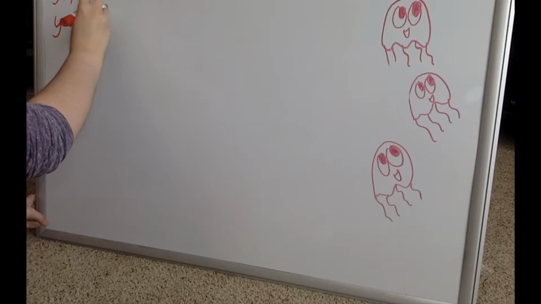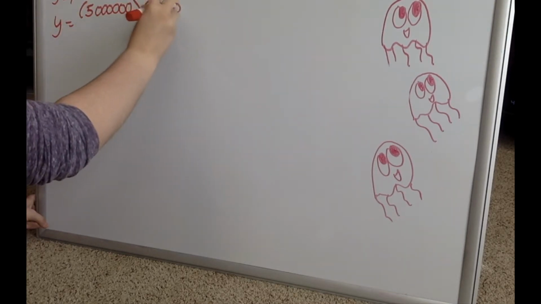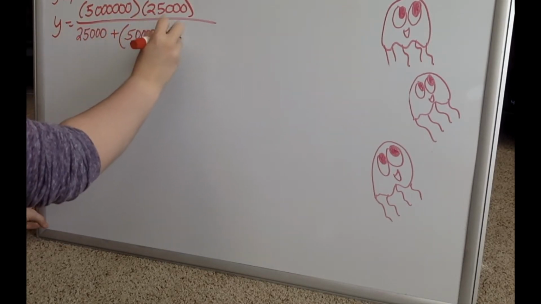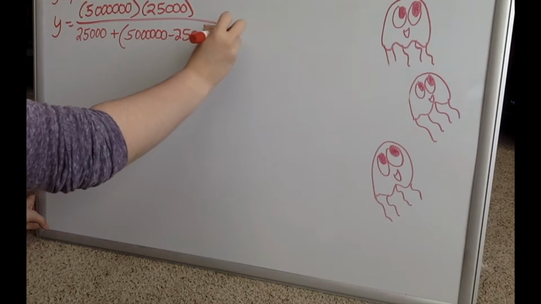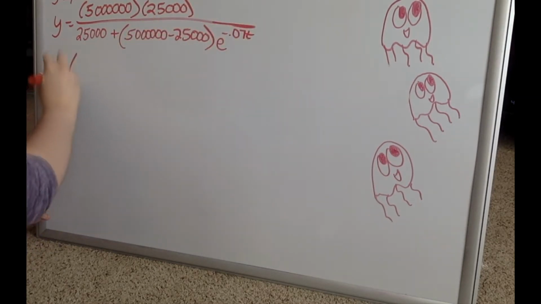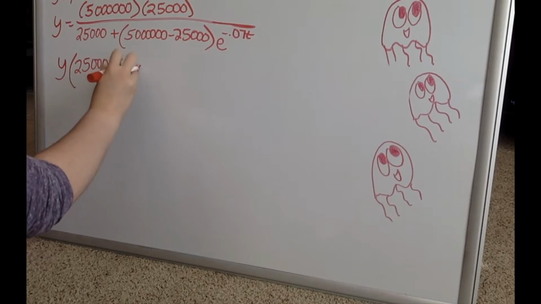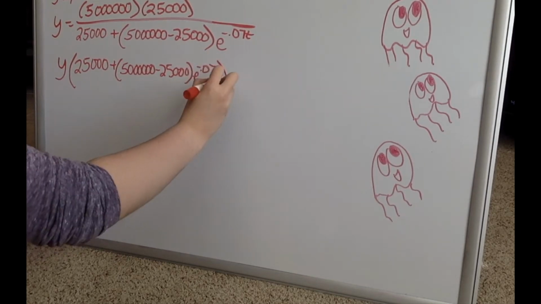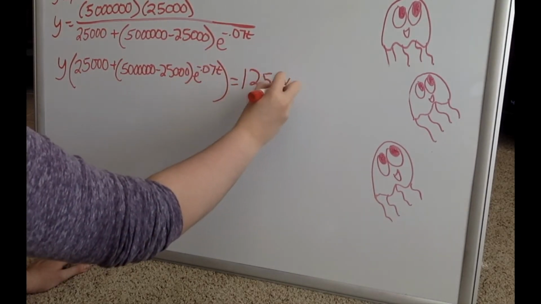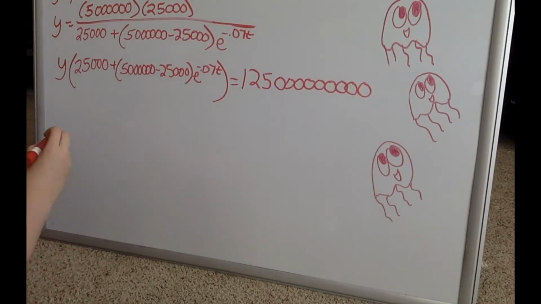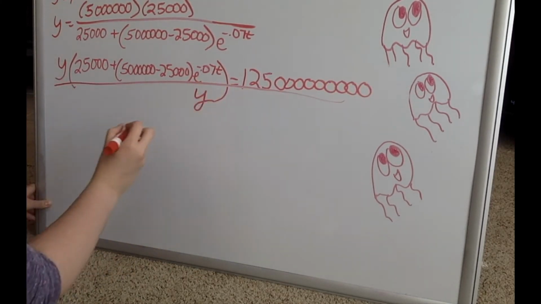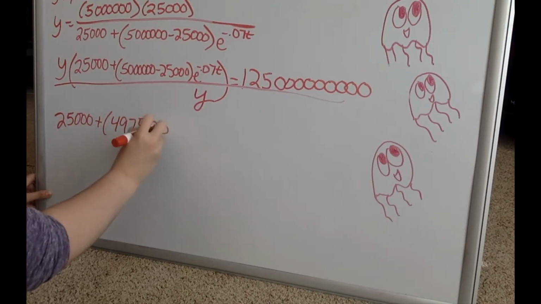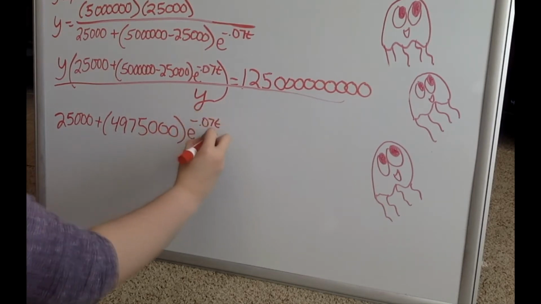In this problem, because we're solving for t, you set the population, 4.5 million, equal to the rest of your equation. This gives you 4.5 million is equal to 5 million times 25,000 all over 25,000 plus the quantity of 5 million minus 25,000 times e to the negative 0.07t. At this point, the denominator can be multiplied over to the side with the 4.5 million, which gives 4.5 million, or y, times the quantity of 25,000 plus 5 million minus 25,000 times e to the negative 0.07t is equal to the 5 million times 25,000.